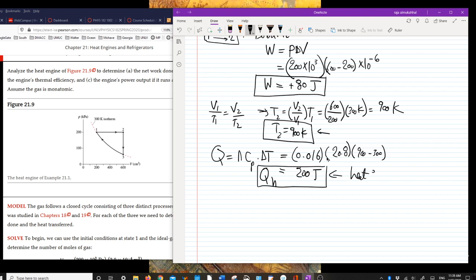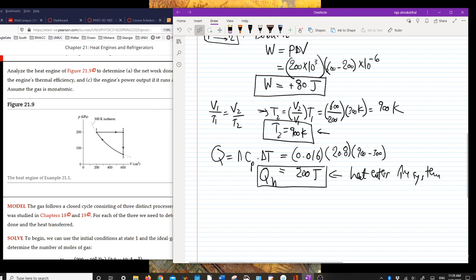How do I know that heat enters the system? Well, look at the temperature. It started with 300, now it is 900. So heat has entered the system. That's the Q hot of this engine. So now we know everything. We know W. We know the heat that enters or leaves the system. Now we move on to the next process, which is from 2 to 3.